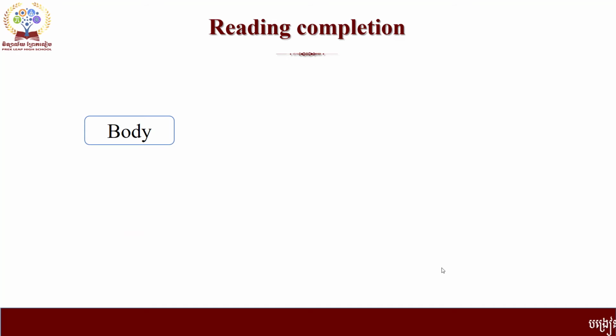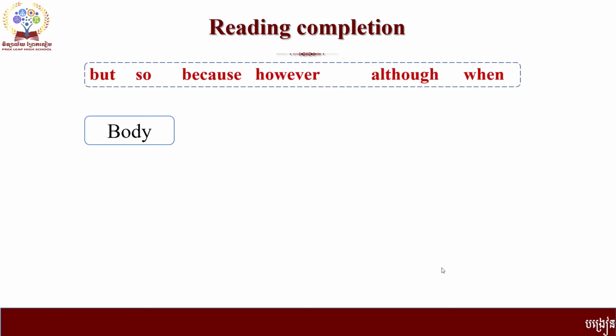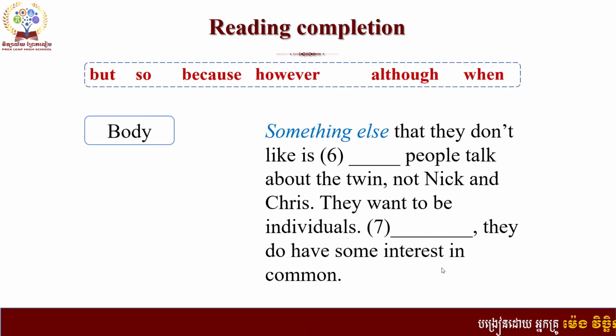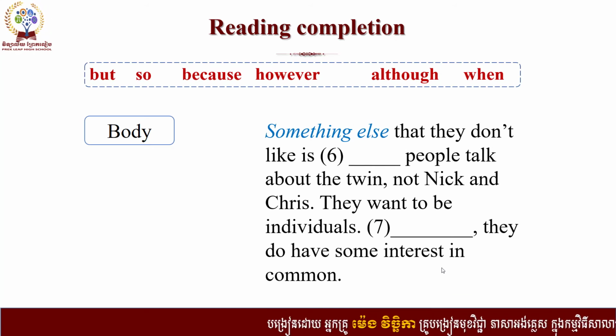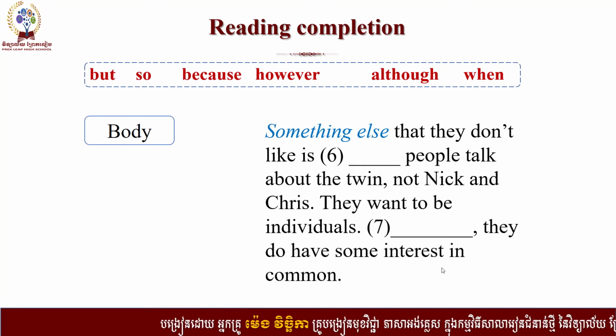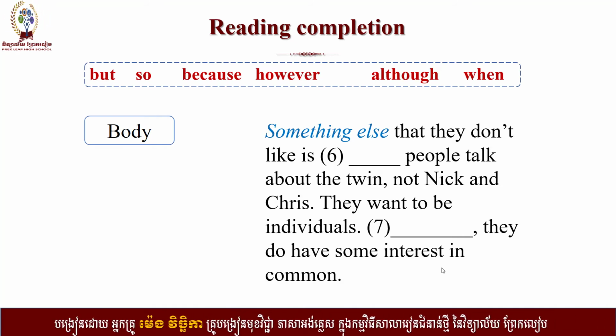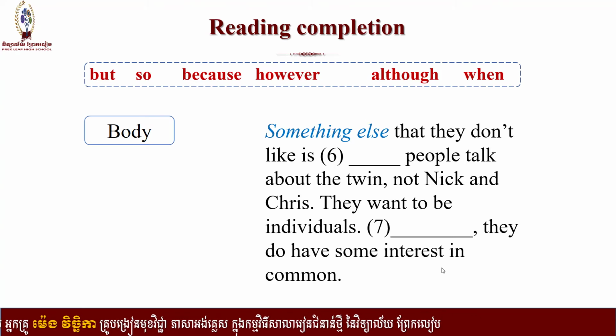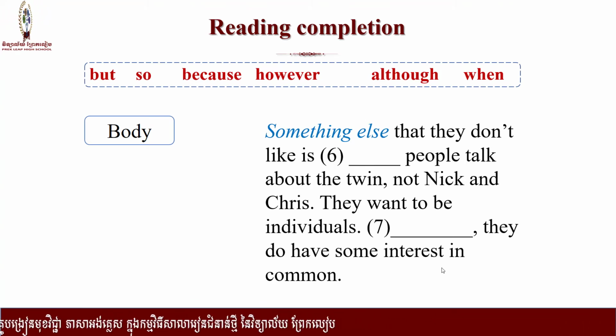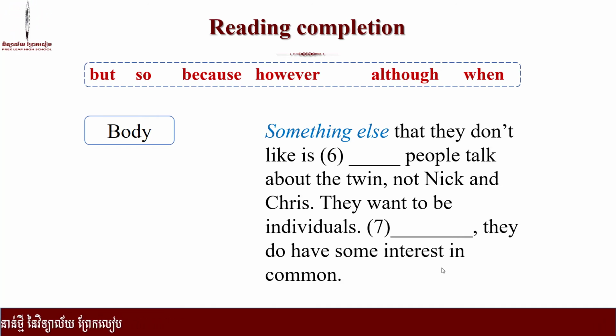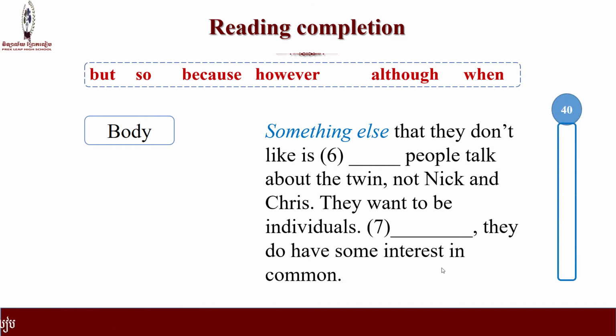It's the same thing, talking about the body. So the same linking words that you have to complete in this part. Something else that they don't like is number 6. People talk about the twins, not Nick and Chris. They want to be individual. And number 7. And they do have some interest in common. So you have 40 seconds as well to complete this. Okay, let's get started.